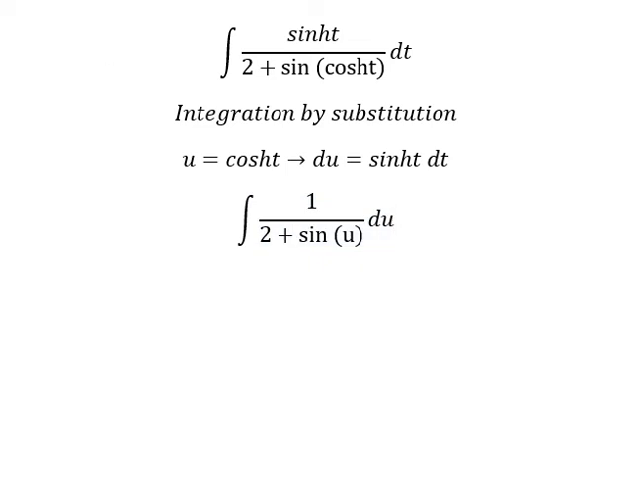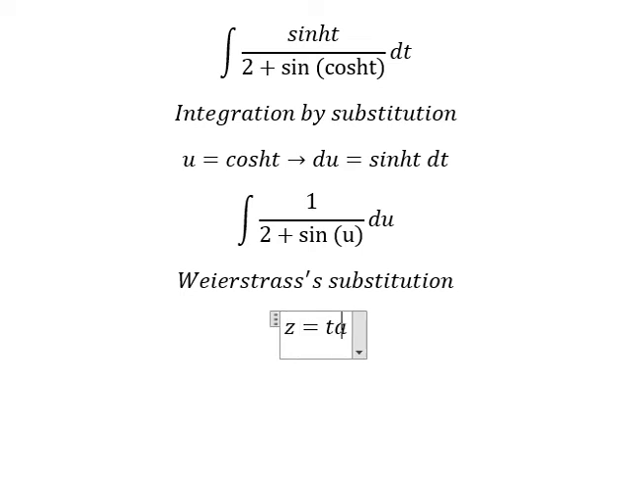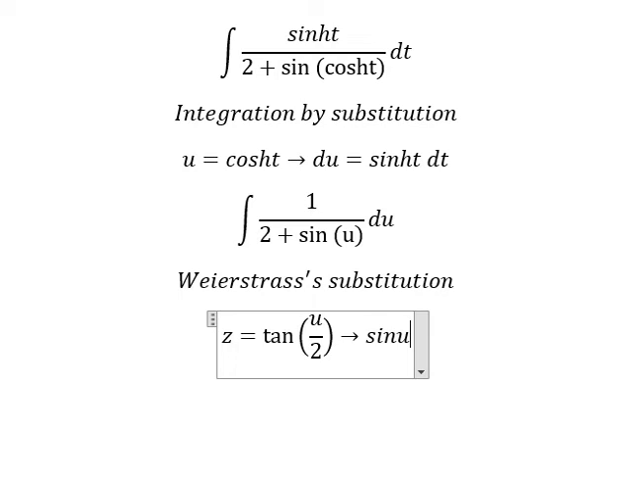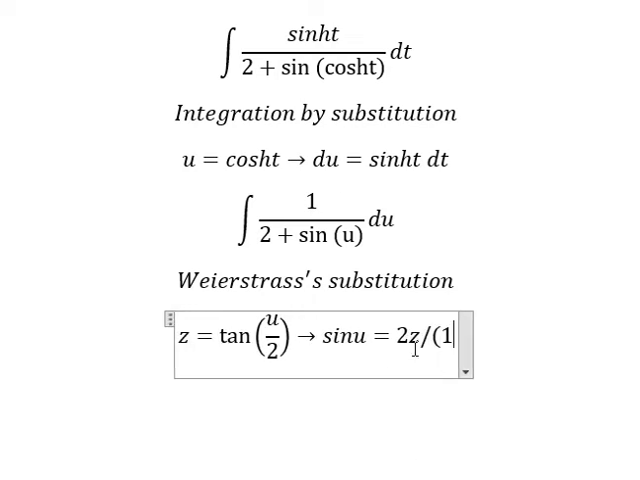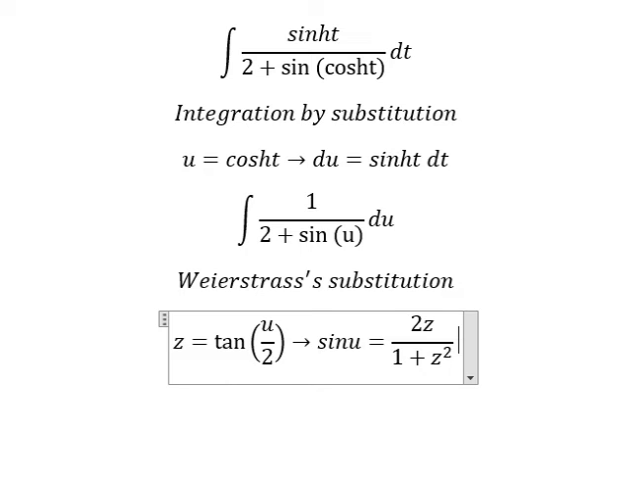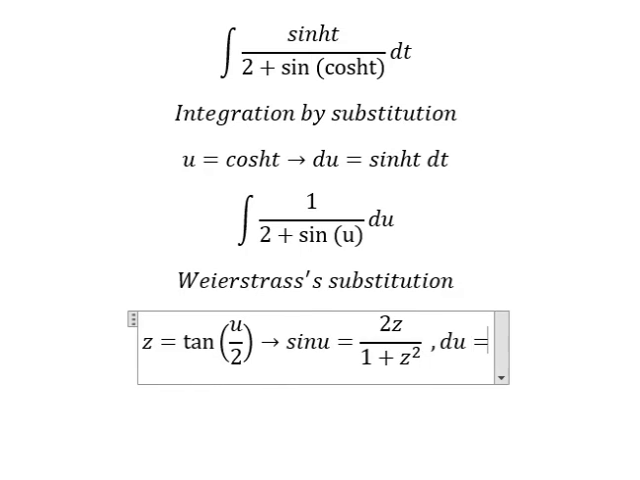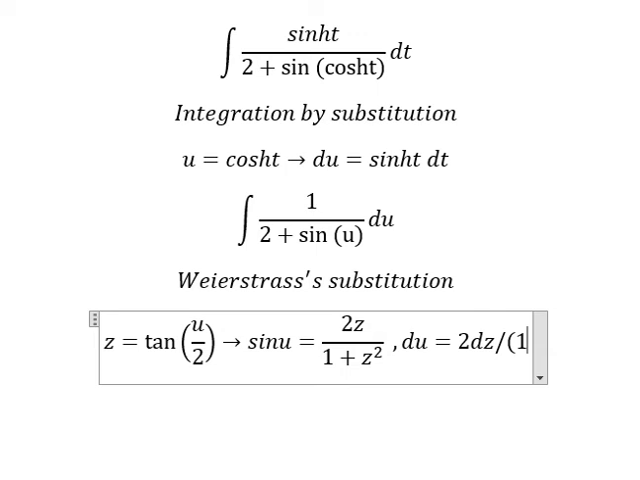The next one we can use is the Weierstrass substitution. So I will put z equal to tan of u over 2. So we have sin u equals 2z over 1 plus z squared. And the second one, du, we will change by 2 dz over 1 plus z squared.